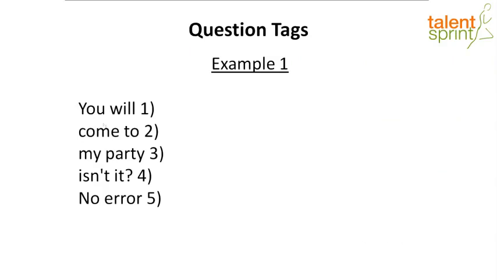Now the verb that we have here in the first part is will. You will come to my party. So this is a positive statement, which means I need a negative question tag. The negative of will is will not. Will you not, correct? So how do I change isn't it and make sure we have the same verb followed in the question tag as well? We understand that the error is in option 4. So let's go ahead and make that change.